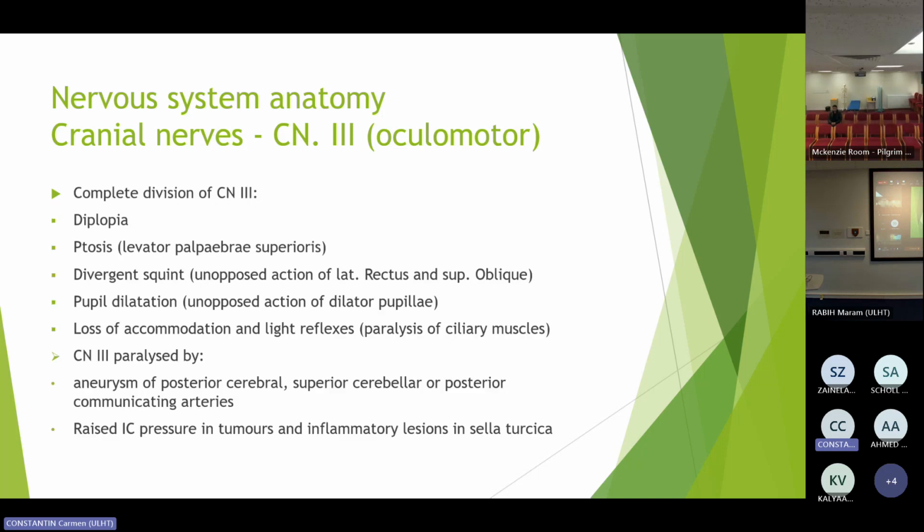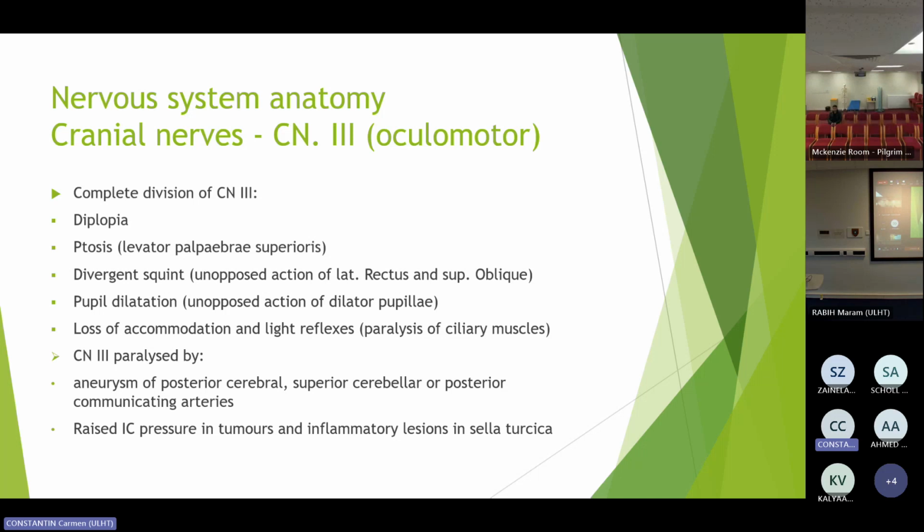Not the least, these are the pathological situations when we have the third cranial nerve affected. So it is presenting with diplopia, with ptosis, because of being affected the levator palpebrae superioris. We could have the divergent squint with unopposed actions of the lateral rectus and superior oblique. We could have pupil dilatation, so mydriasis, how we are calling it in medical term, with unopposed actions of the dilator pupillae. Also loss of accommodation and light reflexes.